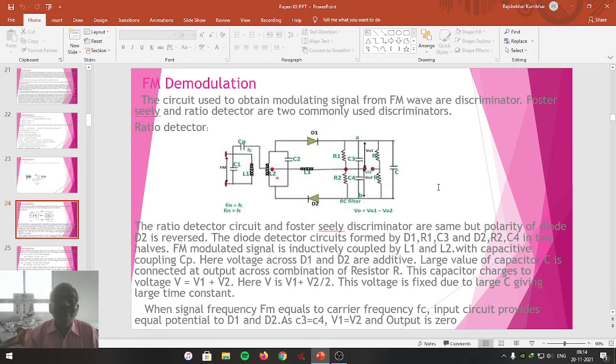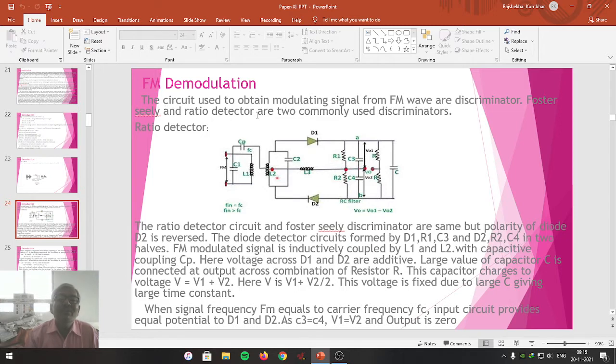Friends, let us see the details of the ratio detector. Let me continue with the FM demodulation. The circuit that is used to obtain the modulating signal from the FM wave is known as a discriminator. It is another name for FM demodulator circuitry. This name is not used for AM demodulation. It is only used for FM demodulation. So discriminator is another name used for the demodulating circuitry that is used for FM stations.